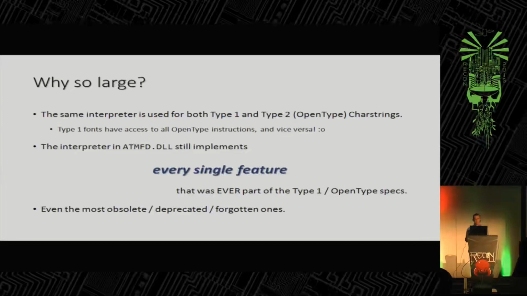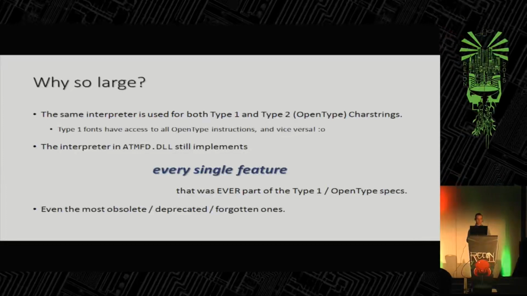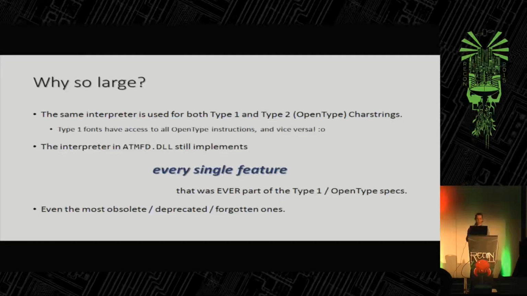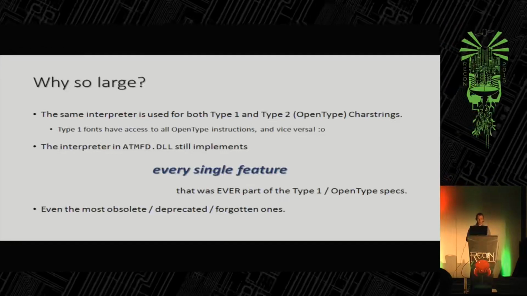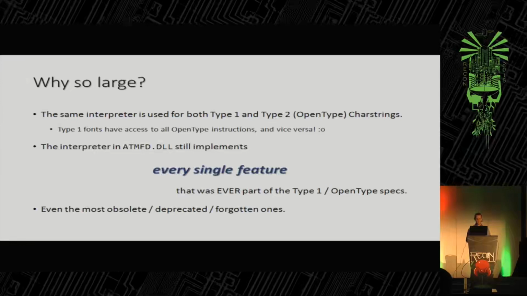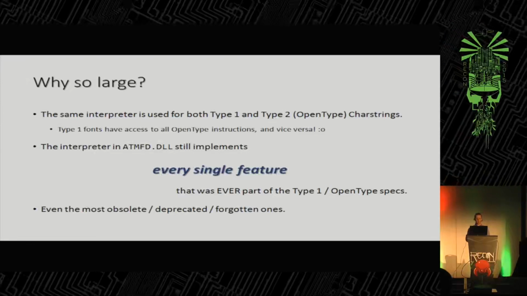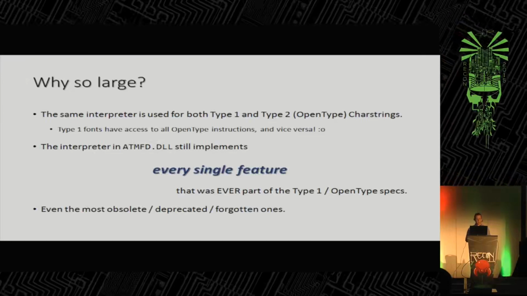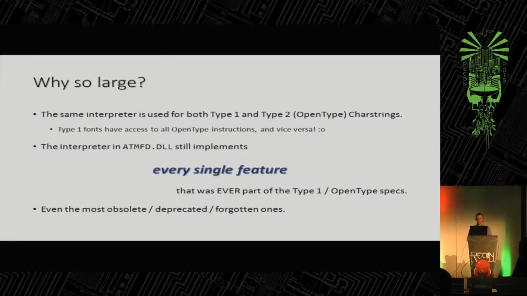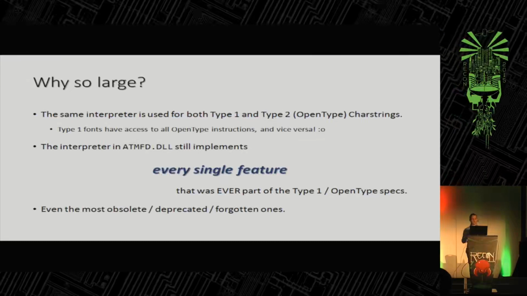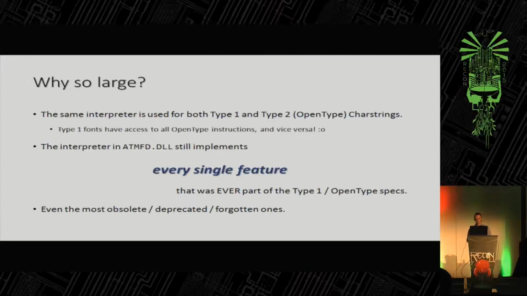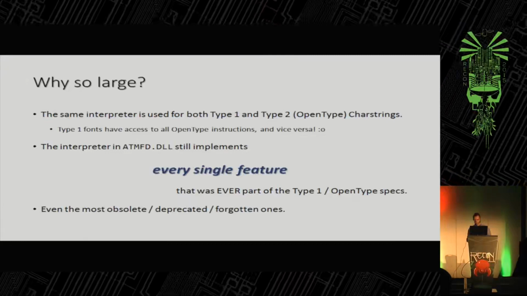And so a very important question is, why is the function so large, right? Because there aren't that many instructions. So first of all, the function is responsible for executing both Type 1 and Type 2, which are OpenType charstrings. So it is used for both of them. And this could be useful because Type 1 fonts now have access to all of the OpenType instructions and vice versa. And the other thing is that ATMFD actually implements every single feature that was ever part of any of the Type 1 or OpenType specifications. So even if the given feature was only there for like a year or two and it was long forgotten, ATMFD still supports it. So even the most obsolete, deprecated, or forgotten ones.